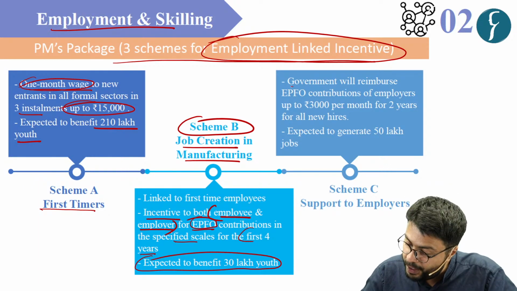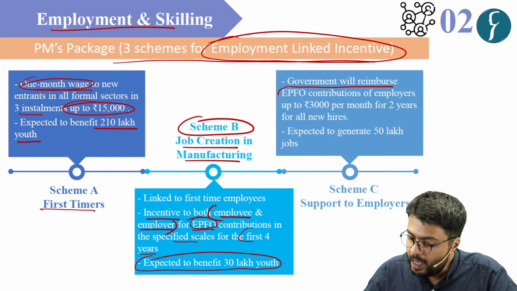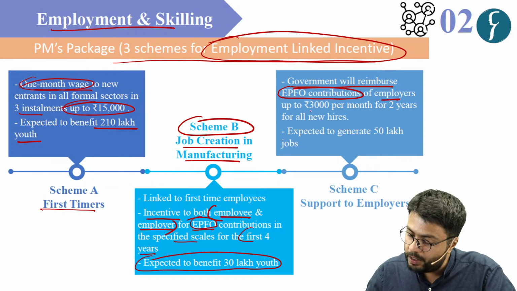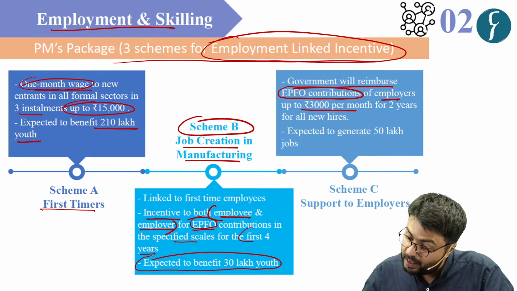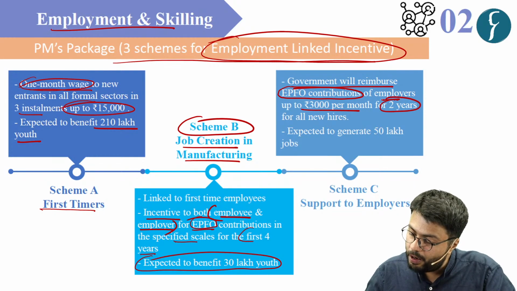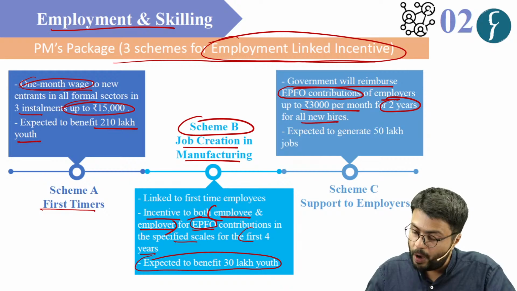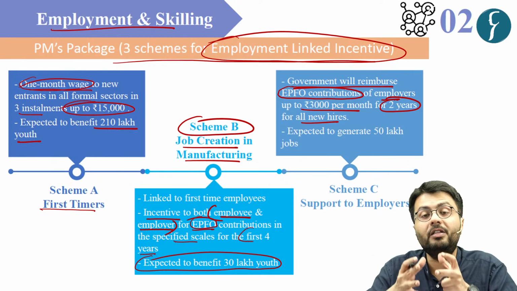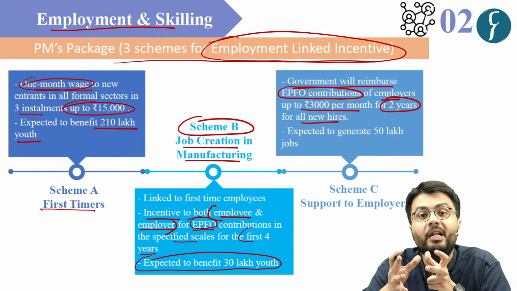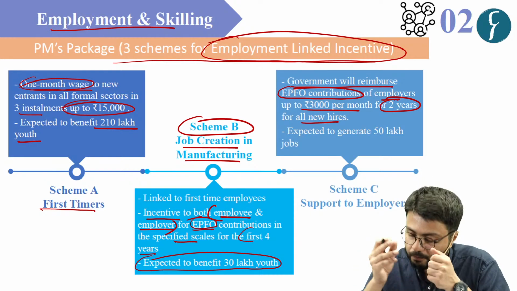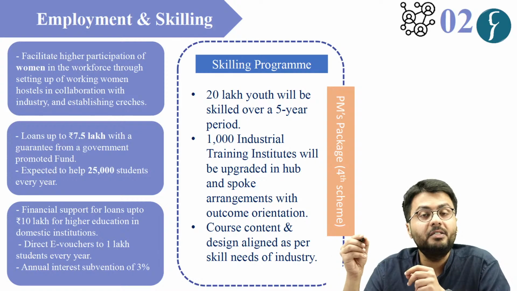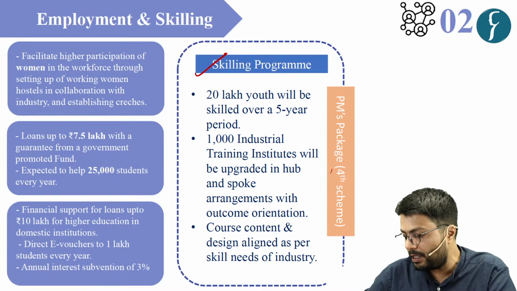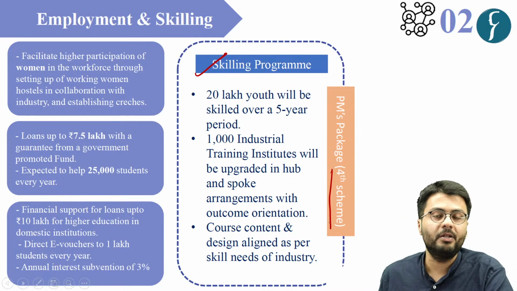Further, the government will also reimburse the contributions made under the EPFO category by the employers to as much as 3,000 rupees per month for 2 years for all new hires. Now, all these are intended to benefit the youth of our country who eventually are job seekers. Also, for other industrial activity, the government is providing a skilling program which is the fourth scheme in this regard.